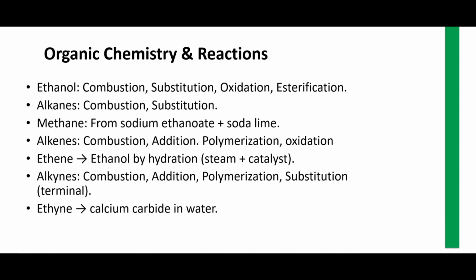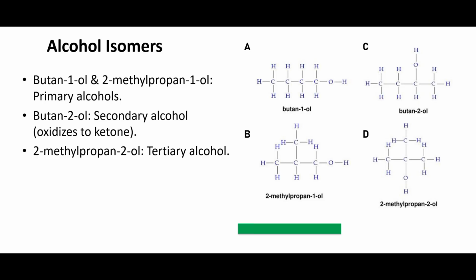Look at these 4 isomers of n-butanol. A is butane 1-ol. It is a chain isomer to B, which is 2-methylpropane 1-ol. The two are primary alcohols. They will oxidize to alkanal, then finally to alkanoic acid. Butane 2-ol is a secondary alcohol. It undergoes oxidation to form butane 2-one. It is a position isomer to butane 1-ol. It is also a chain isomer to 2-methylpropane 2-ol, which is a tertiary alcohol.